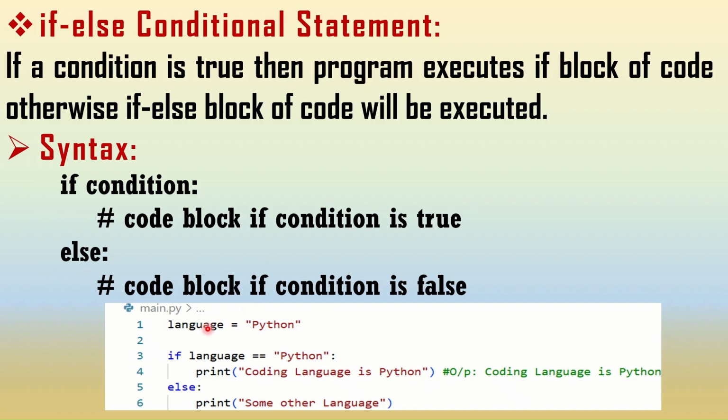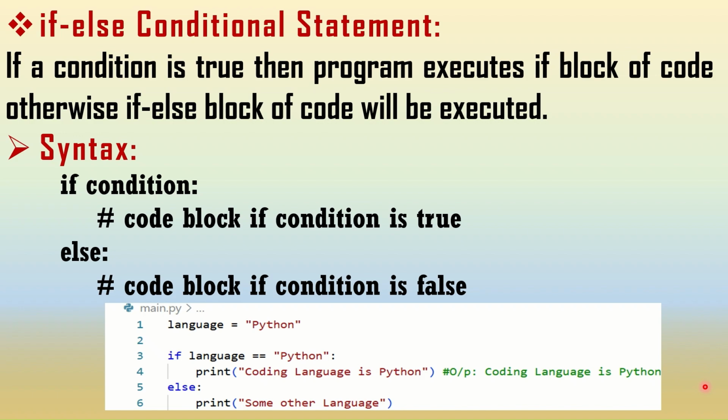So here, if you can see the example, initially I have declared one variable, language, and assigned the value Python to it. I'm checking if the language equals Python, then I am going to print this line: the coding language is Python. Else I want to print some other language. Whenever this condition becomes true, only this set of statements will be executed. Otherwise, control goes to the else condition and then it prints that message. Currently, the language is equal to Python, so the output will be: coding language is Python.